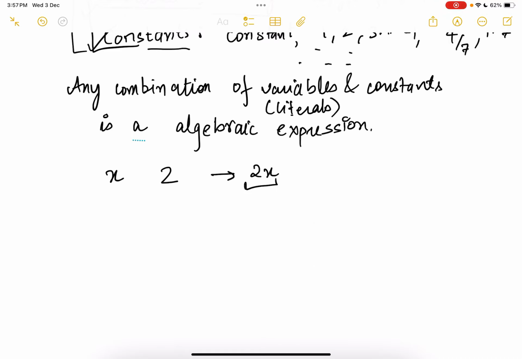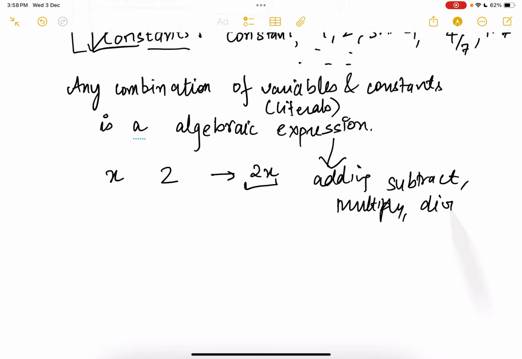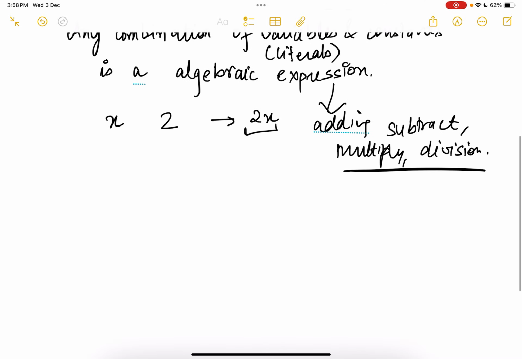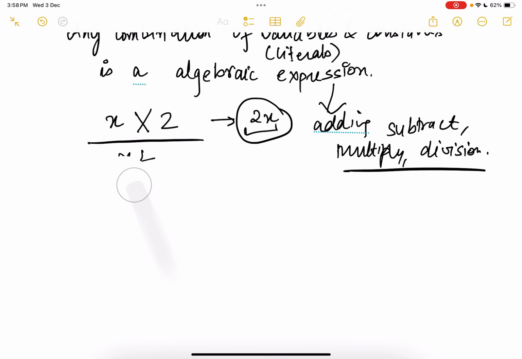It can be anything, like by adding or subtracting them, the basic mathematical operations, multiplying them, dividing them. That forms an algebraic expression. Now here, what did I do right now? I multiplied them. So x into 2 is 2x or x2. Basically you don't say x2, we say it as 2x.